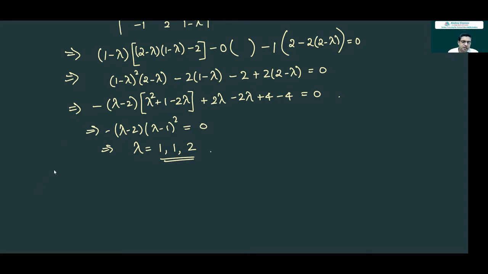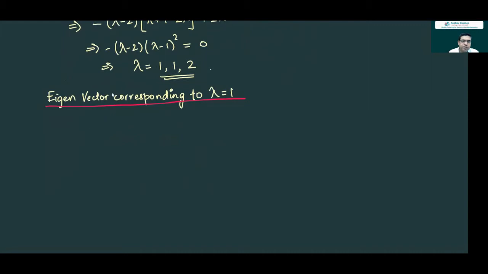Corresponding eigenvectors. So next, eigenvector corresponding to lambda equal to 1. Eigenvector corresponding to lambda equal to 1. So let us do this. The matrix A minus lambda I times x equal to 0.